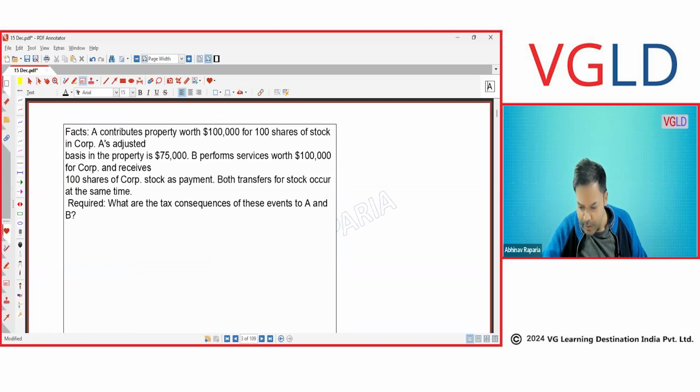A contributes property worth 100,000 for stock. This is this. B performs the services and receives this. Both the transfers occur at the same time. What are the tax consequences for A and B? So you have to tell me what is the recognized gain for A and B. Try.